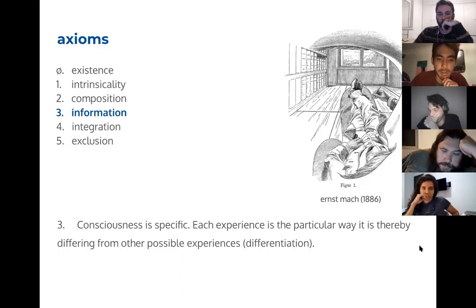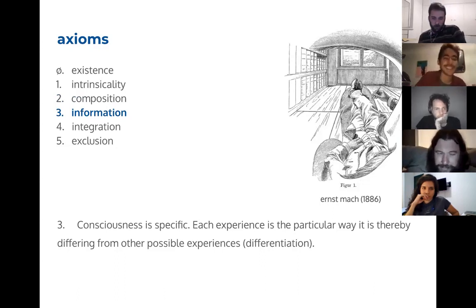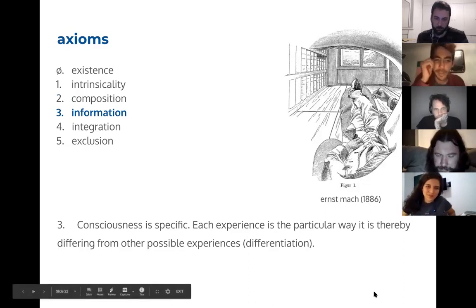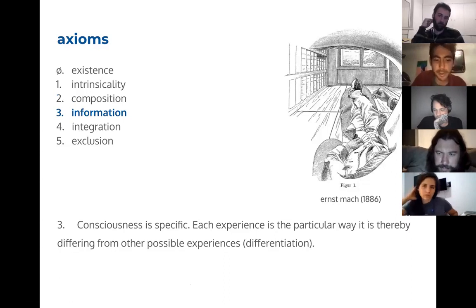So next you have information. Oh, this is wrong. It should say that consciousness is informative. This used to mean something a little bit different from what is written right now. But the current formulation of this axiom is that consciousness is specific rather than something generic.